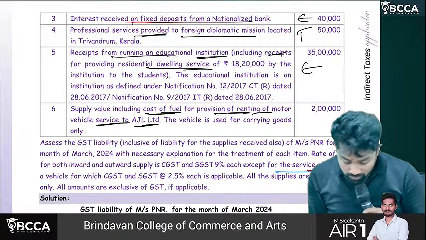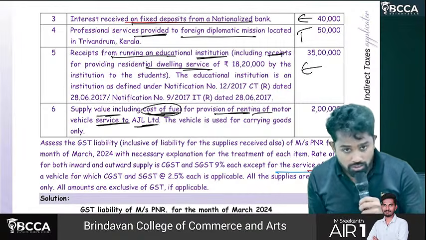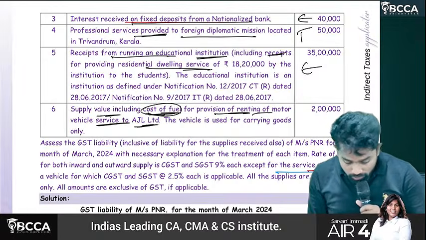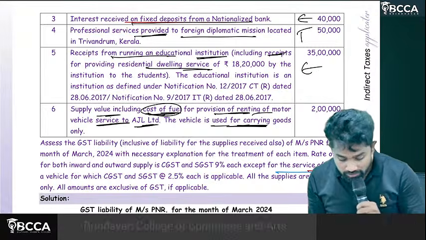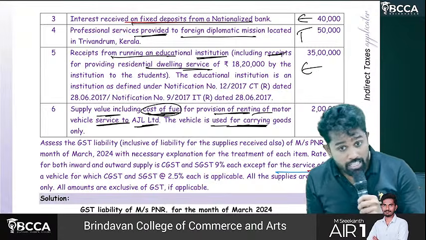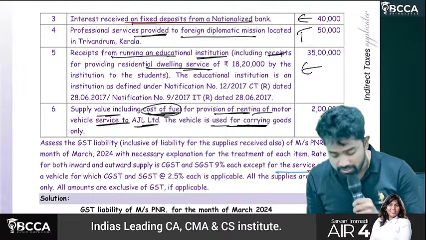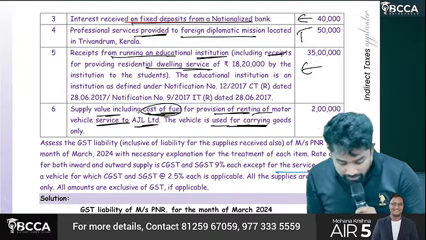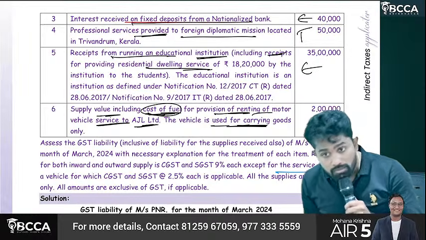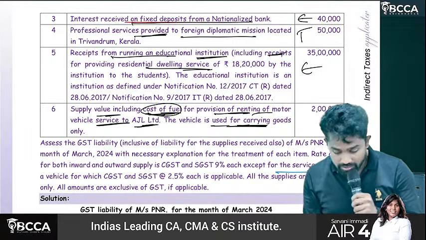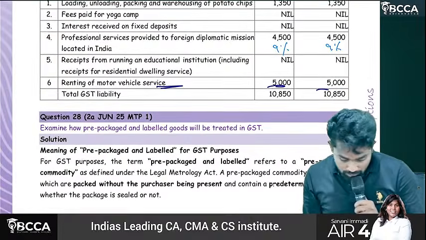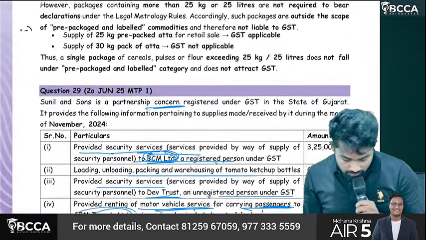Supply value of cost of fuel for provisioning of renting of motor vehicle service to AJL Limited. Sir, supply value includes cost of fuel. What they are doing? They are renting motor vehicle for carrying goods, not for carrying passengers. Carrying passengers is covered under RCM. But here they rented what? Motor vehicle which is meant for transportation of goods. So it is not exempted, sir. It is taxable only. Then the last one, sir.